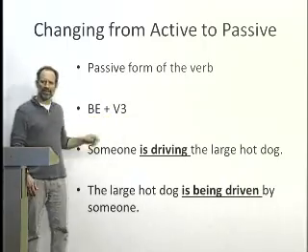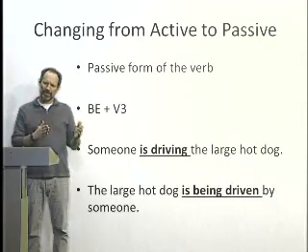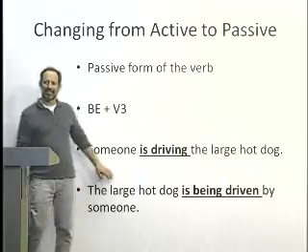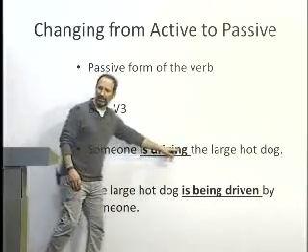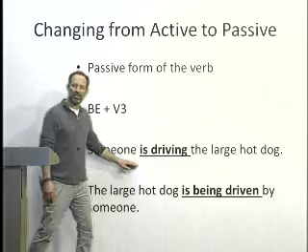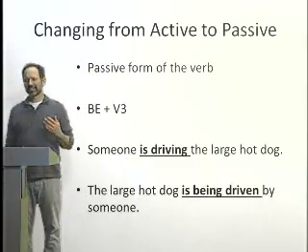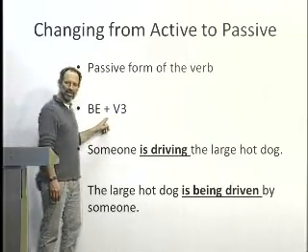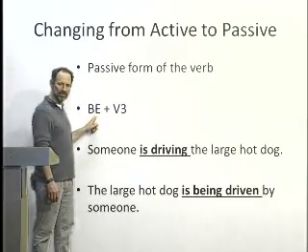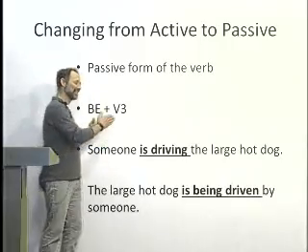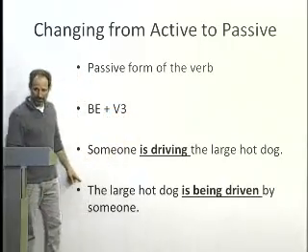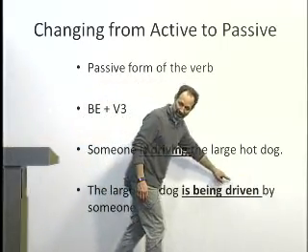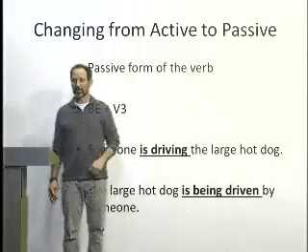Okay, so to find the passive form of the verb, I need some form of be plus the V3. The form of be has to be the same verb tense as the verb in the sentence. Let's look here. It says, someone is driving the large hot dog. Is driving. That is present progressive. So I need to think about present progressive form of be. And that would be is being. So the large hot dog is being driven. Driven is that V3 form of the verb.